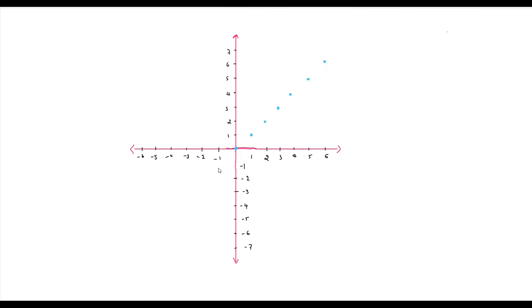And for 6, it is 6, and so on. For minus 1, it is minus 1. For minus 2, it is minus 2. Minus 3 is minus 3. Minus 4 is minus 4. Minus 5 is minus 5. And for minus 6, it is minus 6 and so on. Now, for integral values, we have already written the points.